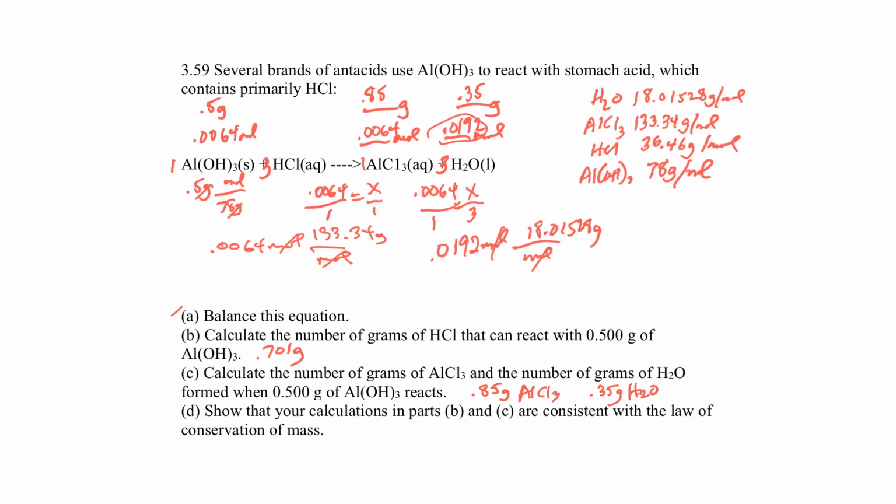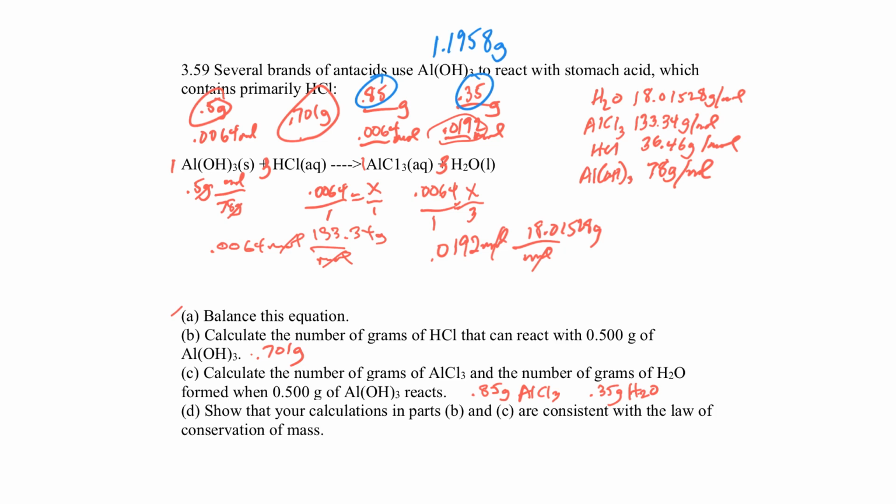Okay. D, show your calculations are consistent with the law of conservation of mass. What a great question. Okay, so we have this from B, 0.701 grams. So we have these two on the left, and I'll change my ink. We have these two on the right, and they should be equal to each other. All right, so 0.345 plus 0.85 gives me, on the right side, 1.1958 grams.